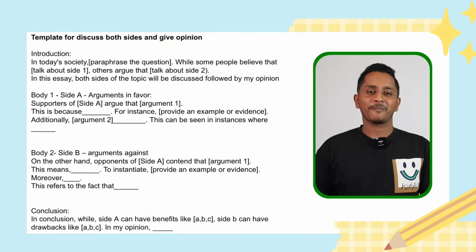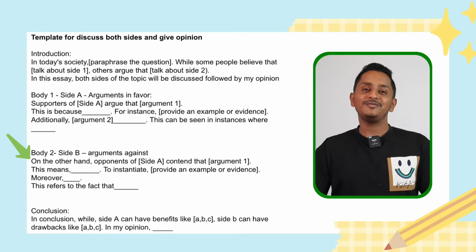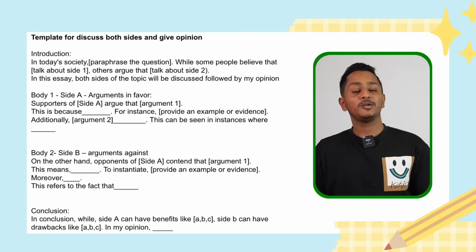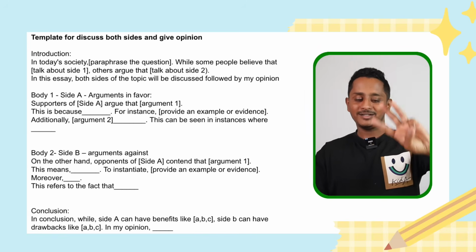Now, body 2, side B. On the other hand, I need that sentence. Opponents of side A. Opponents means people who do not support. Opponents of side A contend that main idea. This means supporting idea, to instantiate, example.